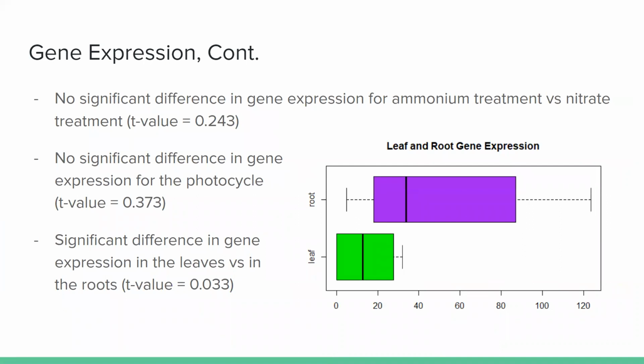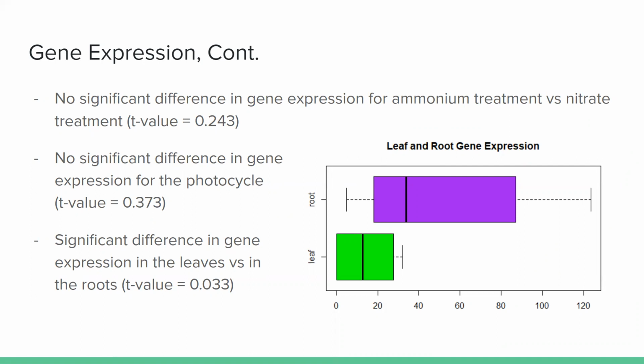We then conducted some t-tests to determine the difference in gene expression for different treatments. We found that there was no significant difference in gene expression for an ammonium-treated plant versus a nitrate-treated plant, with a t-value of 0.0243. We also found that there was no significant difference in gene expression based off the photocycle data, with a t-value of 0.373.